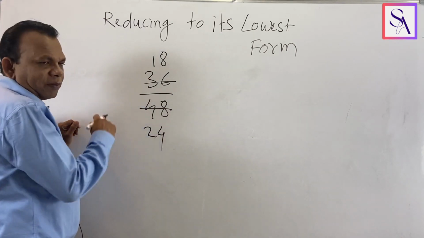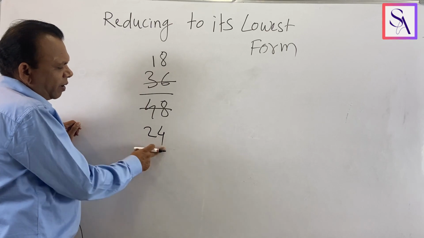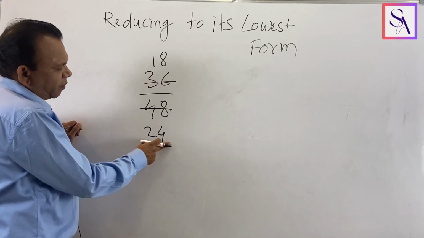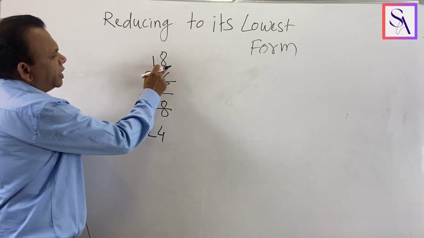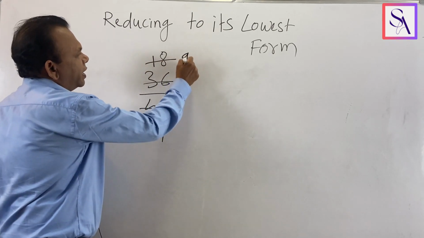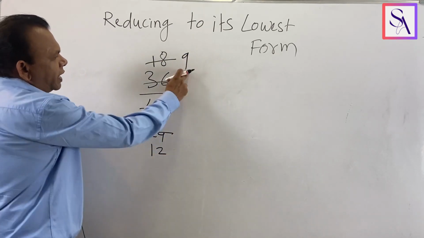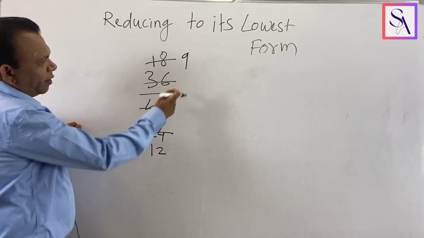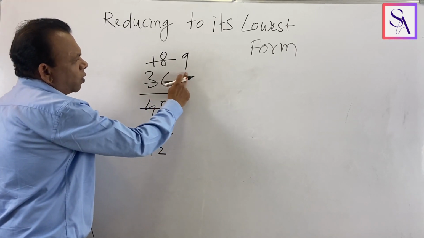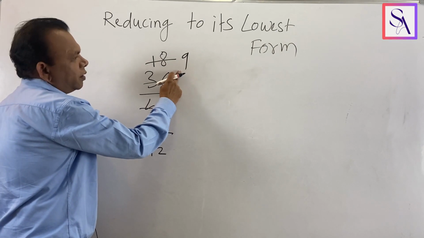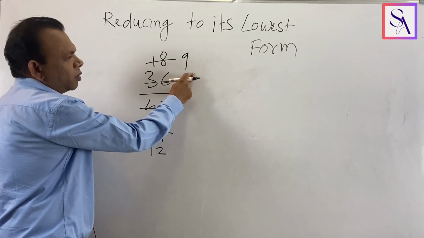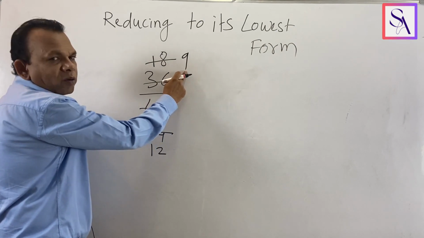Again we have to repeat the same step. Can I divide it by 2? Yes, I can divide 24 by 2 and this 18 also by 2. 2 9s are 18, 2 1s are 2, 2 2s are 4. So 9 and 12 are left. Can I divide by 2? No, because 9 is not an even number, it's an odd number. So this is not divisible by 2.